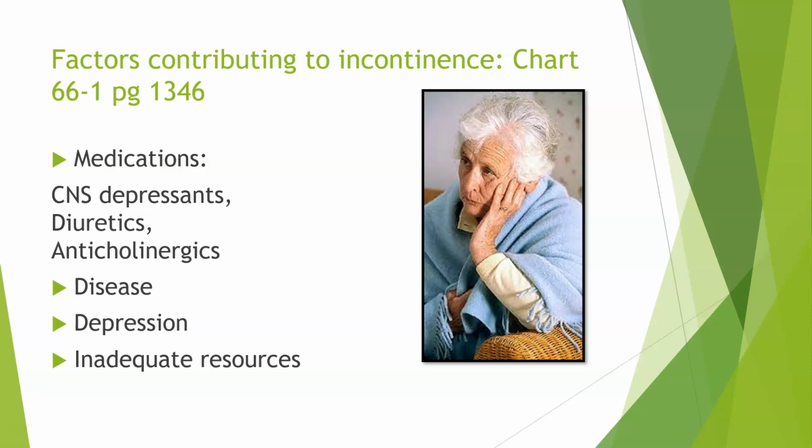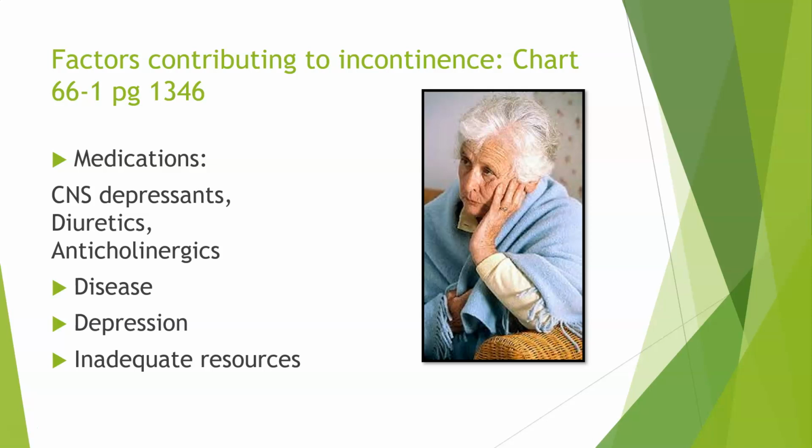When we talk about incidence and prevalence, keep in mind that 45% of women over the age of 65 have some level of urinary incontinence. The risk for incontinence increases with different chronic conditions, whether it be diabetes or having a stroke, of course cognitive impairment, and also just mobility.